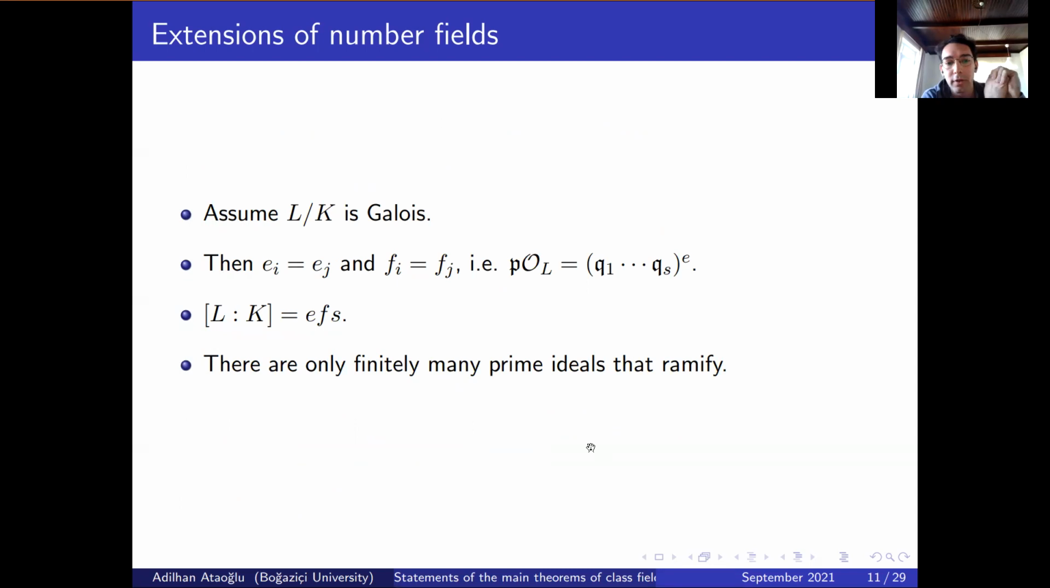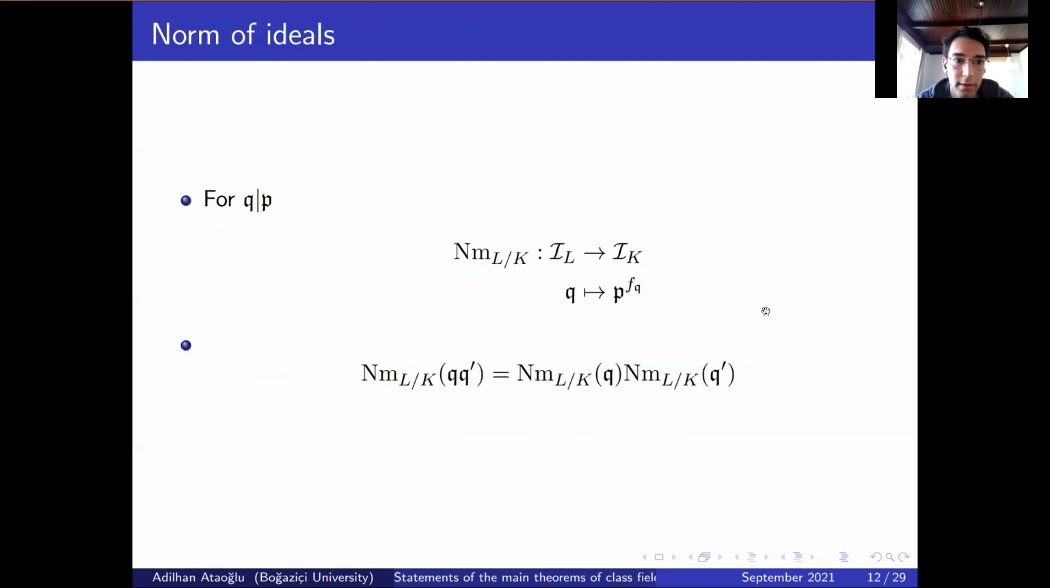And now we assume L over K is a Galois extension. Then all of the ramification indexes are equal to each other, and likewise the inertia degrees. And we know that there are only finitely many prime ideals that ramify in an arbitrary number field extension. Almost all of the prime ideals are unramified.